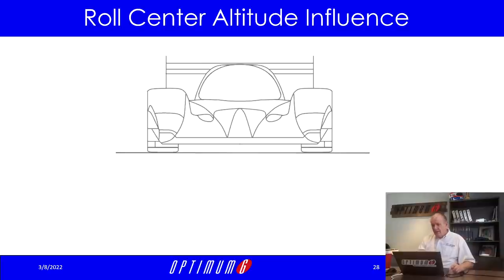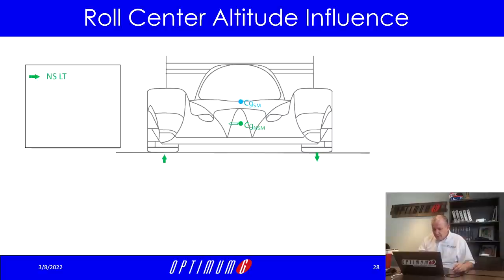Now, where do you put your roll center altitude? When you put the roll center high, above the ground, in the ground. So I'm going to give you a very quick demonstration here. That's your suspended mass in the center of gravity, your non-suspended mass. You're going to have first a non-suspended load transfer. We shouldn't use the word weight transfer, but load transfer.